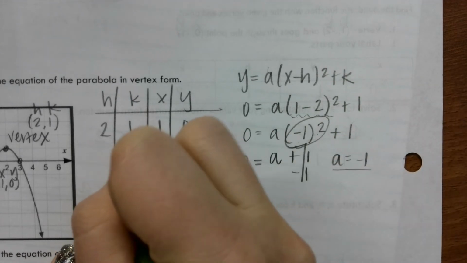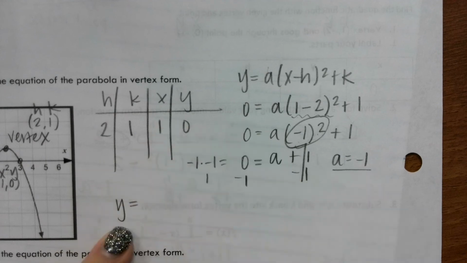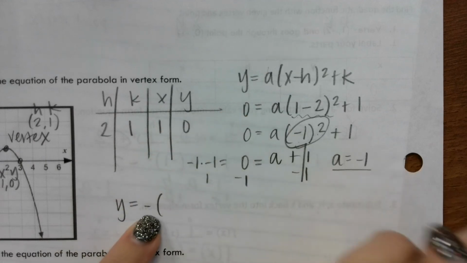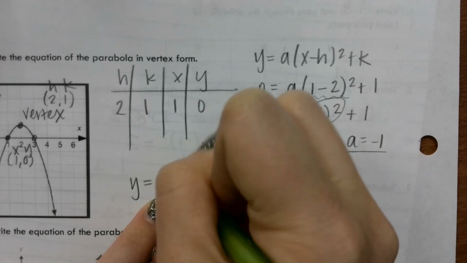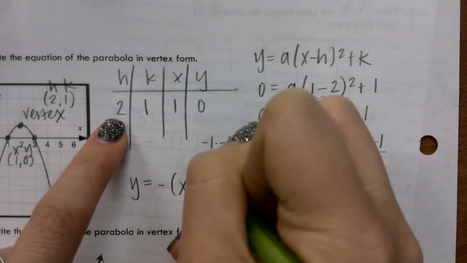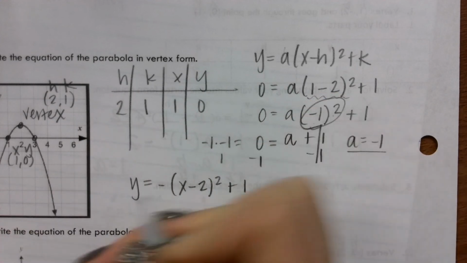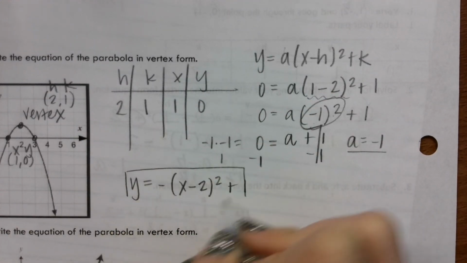Rewriting my equation with A, H, and K, Y equals negative. I don't need to put the 1. As long as I have the negative, we assume that the coefficient is 1. X minus my H is 2, plus my K is 1. Oops.